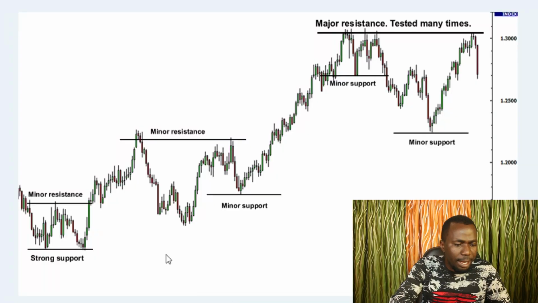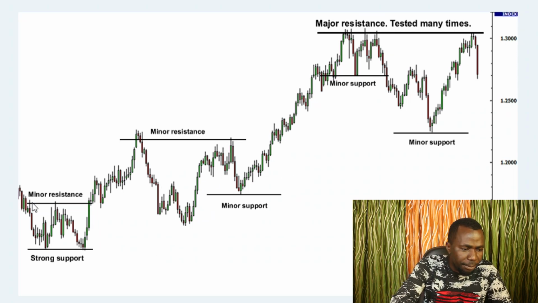So if you look clearly on this chart, you can see that we have several minor resistance levels, right? If you watch here, you can see that this is a minor resistance level because the price tested it only once and broke above it. We also have another minor resistance level here, right? You can see that the price tested it 1, 2 and then broke above it.